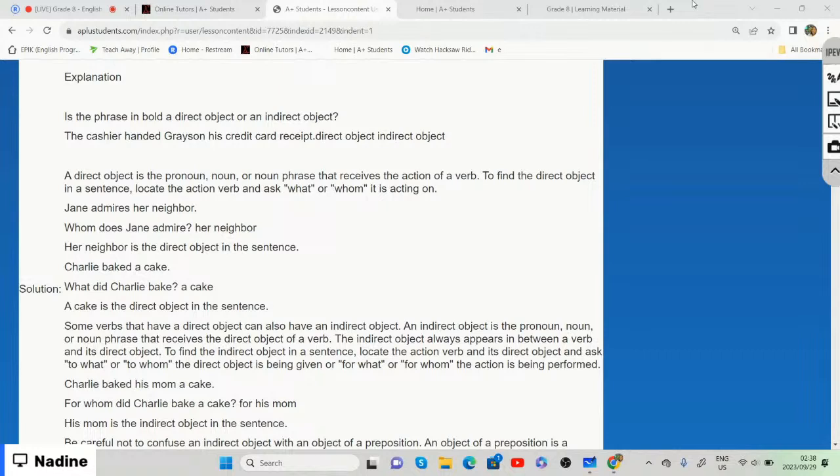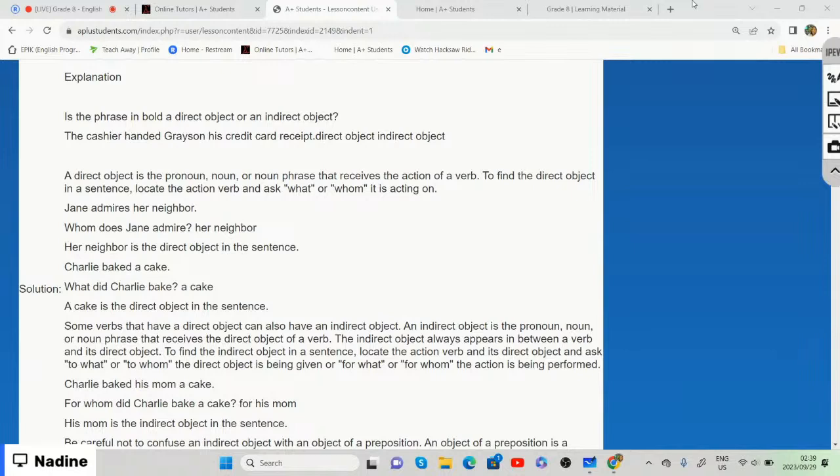And in order for us to find the indirect object within a sentence, you need to locate the action verb. Locate the action verb. And then we also need to locate the direct object. So once we locate the action verb as well as the direct object, then we need to ask ourselves to what the direct object is being given, or to whom the direct object is being given. Or you can also ask for what the action is being performed, or for whom the action is being performed.